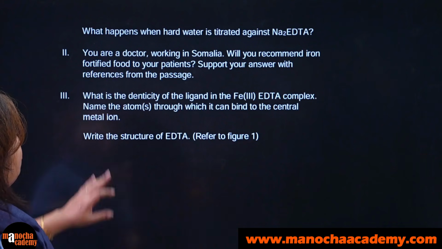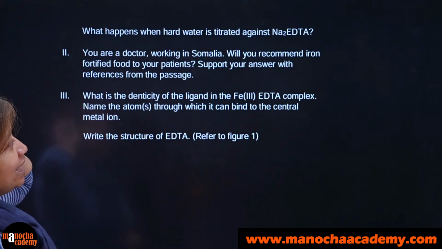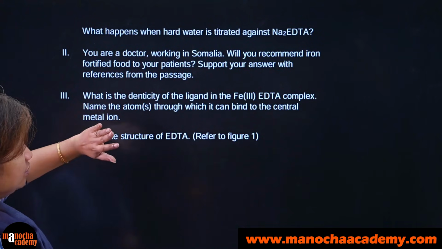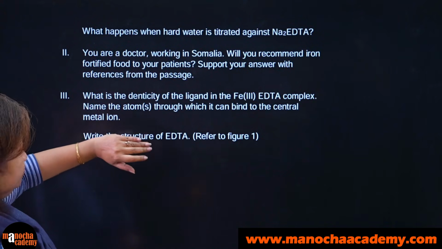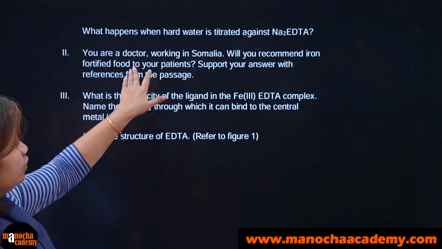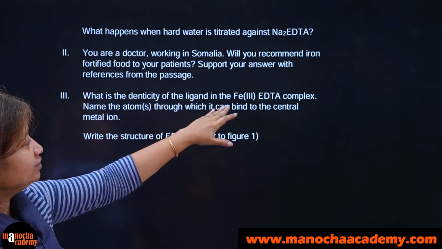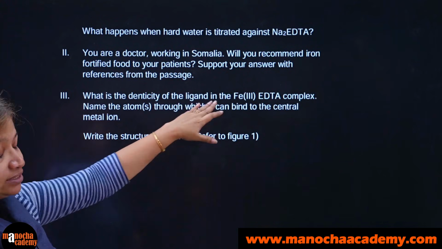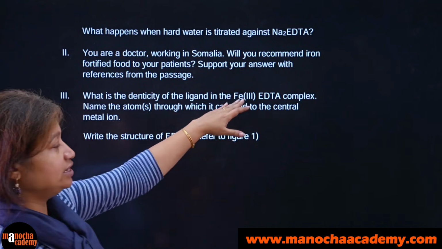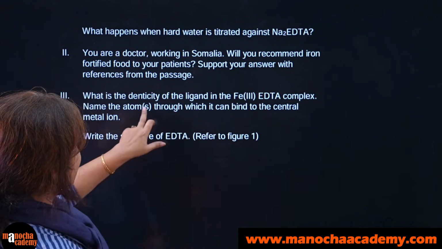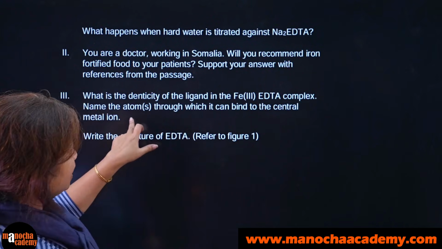Next. What happens when hard water is treated with Na2-EDTA? So that you have in your part. You are a doctor working somewhere, you will recommend iron fortified food to your patients. Denticity of a ligand, we know polydentate, it's 6. Denticity is equal to 6. Name the atoms to which it can bind through the central atom.